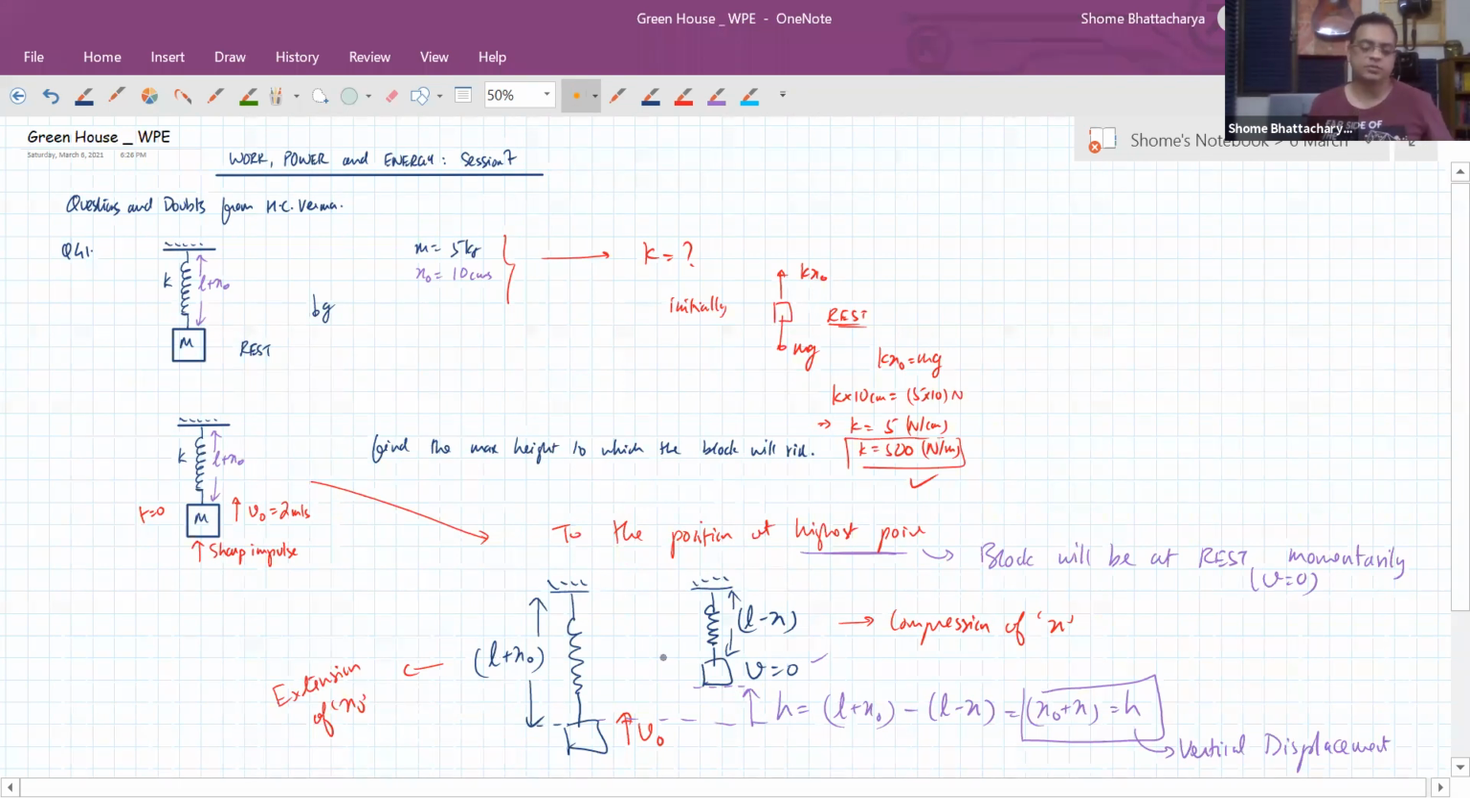Then the spring changes its state from extension of 10 centimeters to compression of some unknown value x. And also the gravitational potential energy is changing. So between this initial state and this highest point final state, we have to apply conservation of mechanical energy. So change in kinetic energy plus change in gravitational potential energy plus change in spring's elastic potential energy. The sum of these three quantities should be 0.